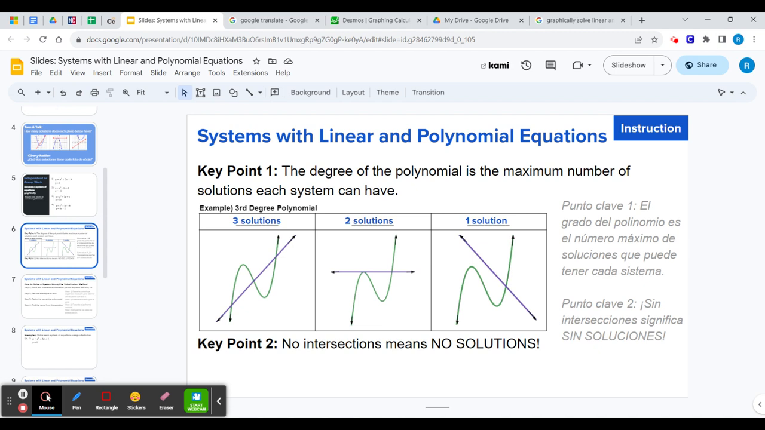Then there's also a scenario where there are 2 solutions. We have the purple line just glancing the third degree polynomial and then passing through. There's also a case where we have just 1 solution, where the line only passes through once. Second key point, and we didn't fit this on our note sheet because we were running out of space: if there are no intersections, it means no solutions, just like yesterday. If those lines don't intersect, there are no solutions to our system.